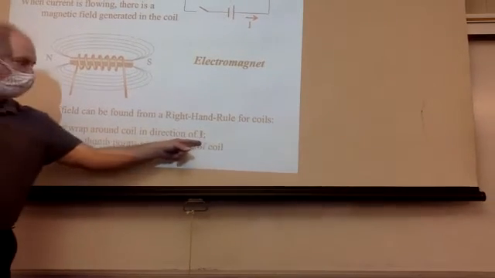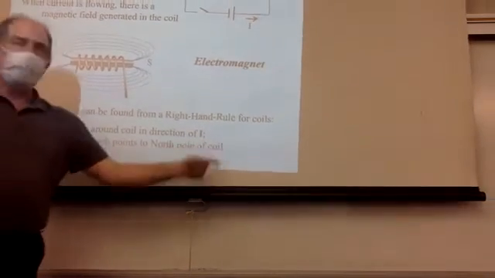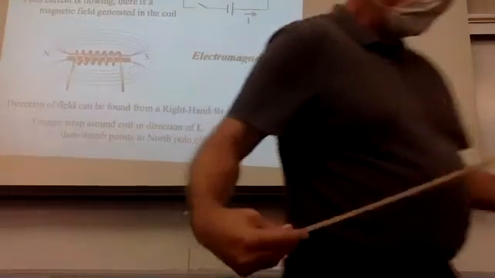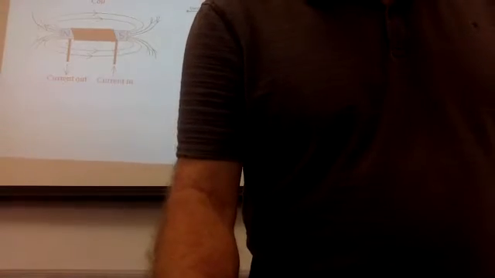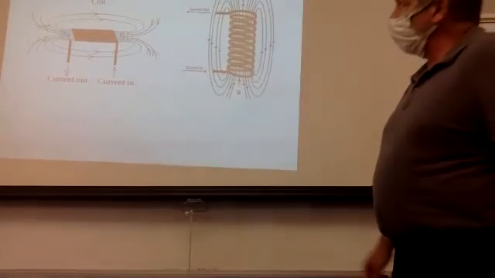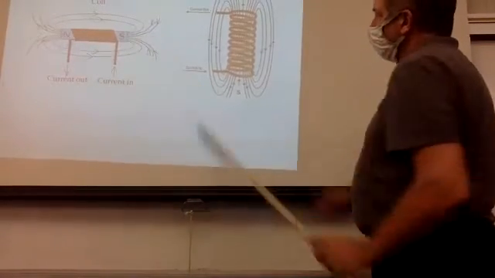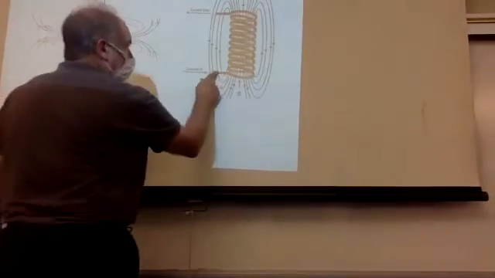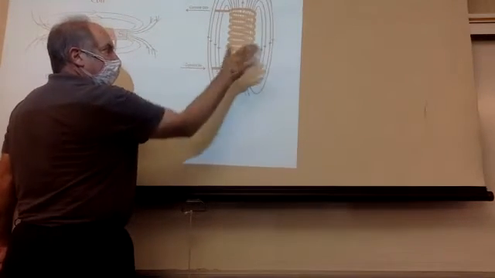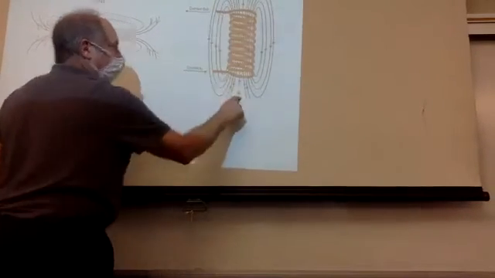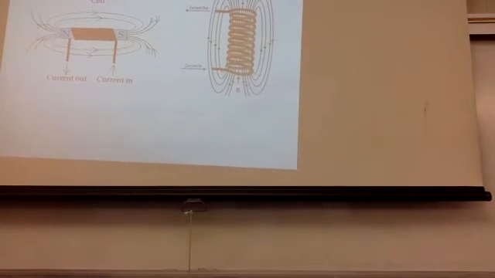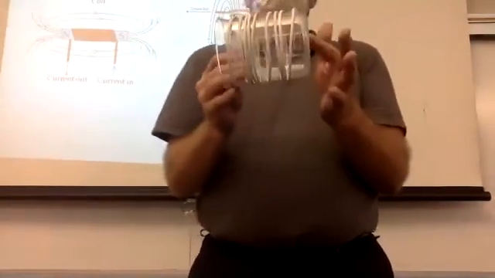Fingers wrapped around the coil in the direction of current flow. Thumb points to the north pole of the coil. And we get what's called an electromagnet. Here is another example of them. If I orient it vertically and pass current in like this, wrapping my fingers around the direction of current, my thumb points to the north pole of the coil.